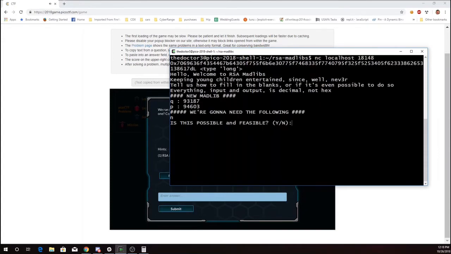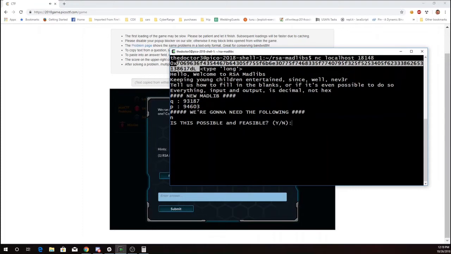18148. Now the challenge authors accidentally leak the key here. If you turn that sequence of hex digits into ASCII, you're going to get the key. Now, we'll just assume that we don't know that and go on and solve the problem. And it's going to ask us a bunch of questions about RSA.